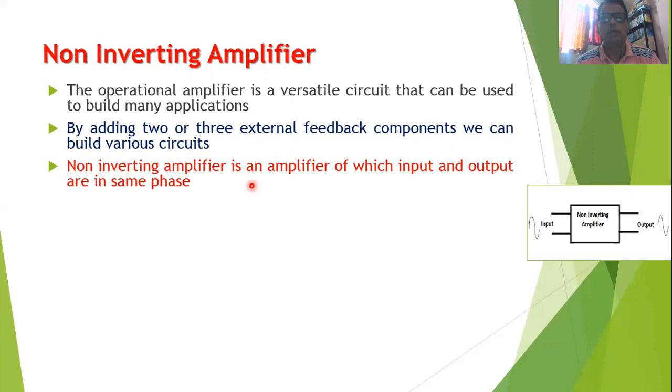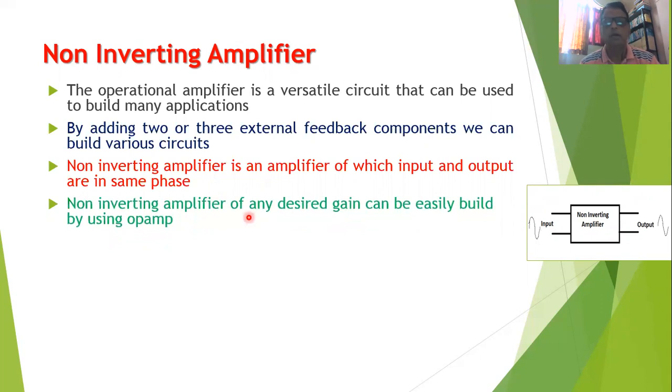A non-inverting amplifier is an amplifier of which the input and output are in the same phase. So whenever an AC voltage is applied to the non-inverting amplifier, if a positive half cycle is applied to the input, then at the output we will get a positive half cycle. If a negative half cycle is applied to the input, then at the output we will get the negative half cycle.